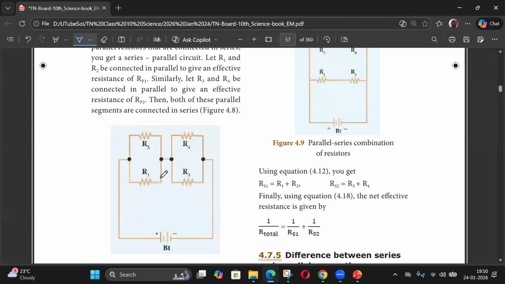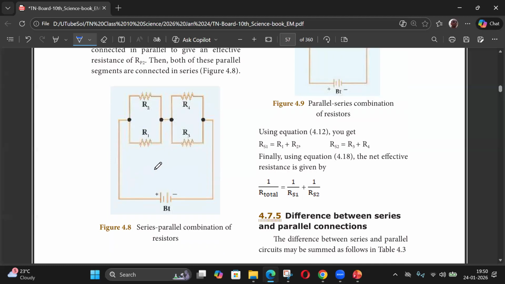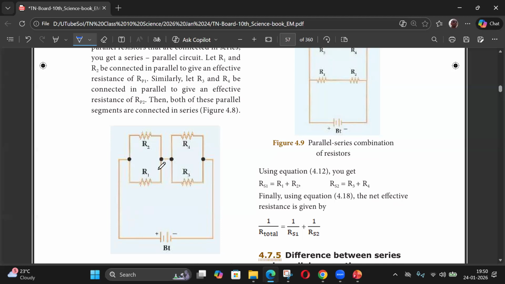So here, R1, R2, R3, R4, are they in series or parallel? Which resistors are in series? What you can say is R1 and R2 are in parallel, because the voltage across R1 is the voltage at this point and this point, which is the same as the voltage here and here. So these two are parallel.